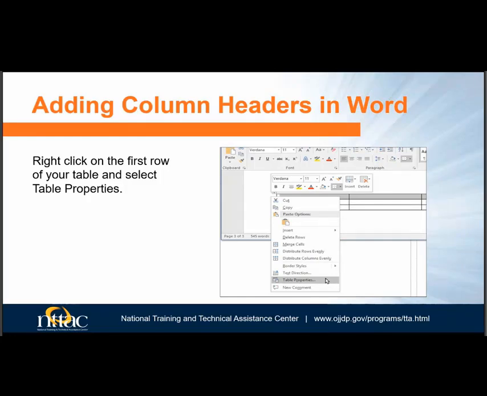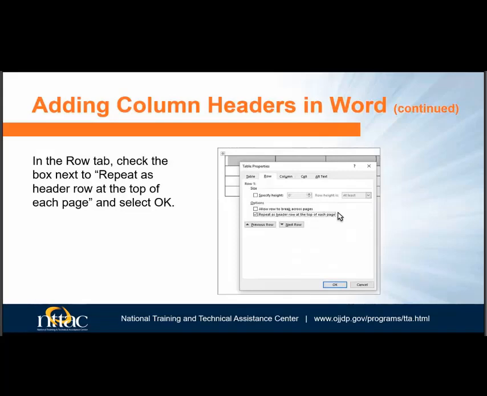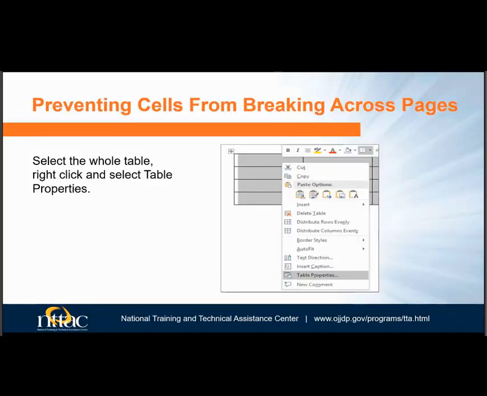Right-click on the first row of your table, if it contains header cells, and select Table Properties in the right-click menu. A dialog box will appear. Select the Row tab and put a check mark in the Repeat as Header row at the top of each page. Then select OK. Next, we need to make sure that if the table does span more than one page, the rows do not break over pages.